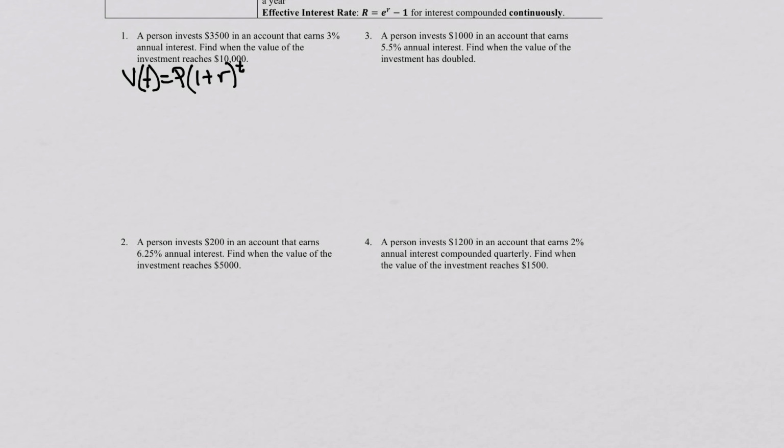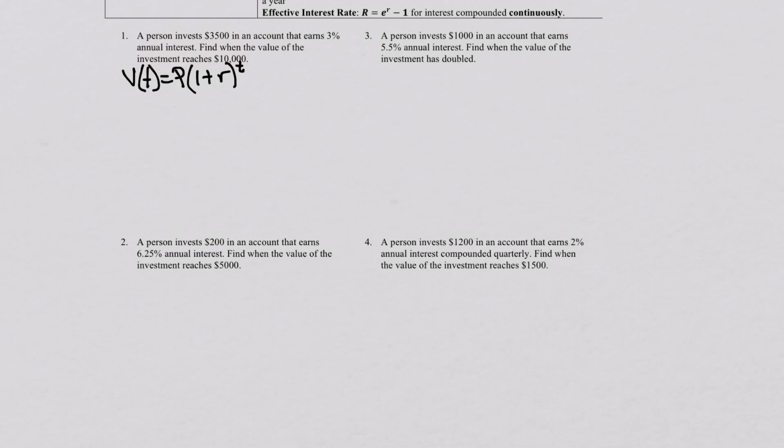So here I've written the equation for number 1. I know it's the compound interest compounded annually because when I read it, it says a person invests $3,500 in an account that earns 3% annual interest. Find when the value of the investment reaches 10,000. So right there where it says annual interest, that tells me that it's compounded annually, once per year. Sometimes it'll say annual interest followed by the words compounded semi-annually or compounded quarterly or something.